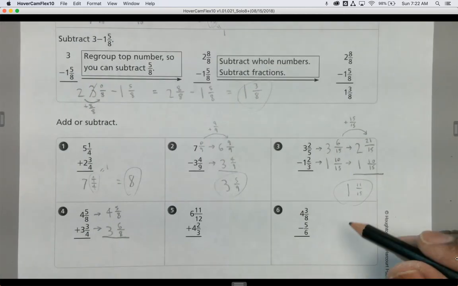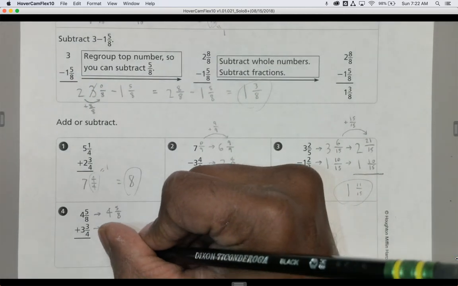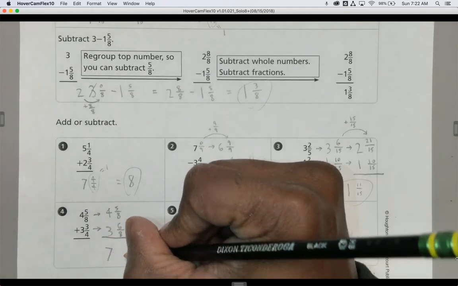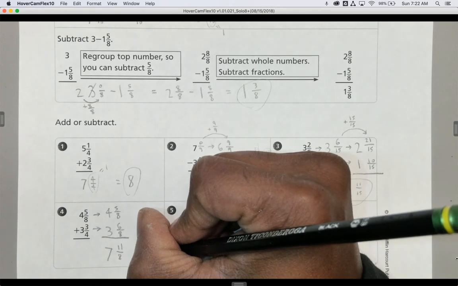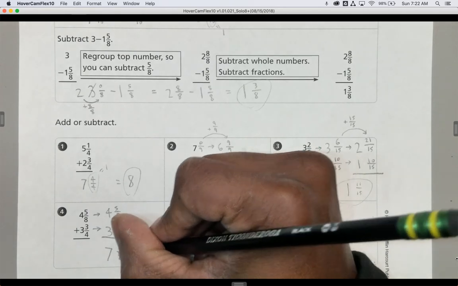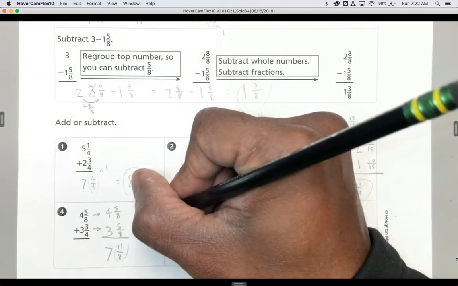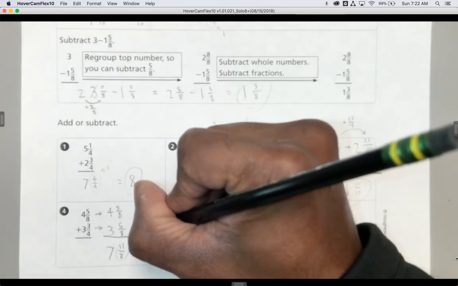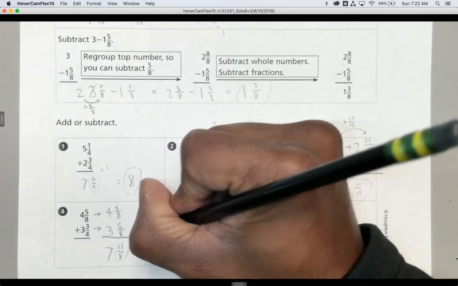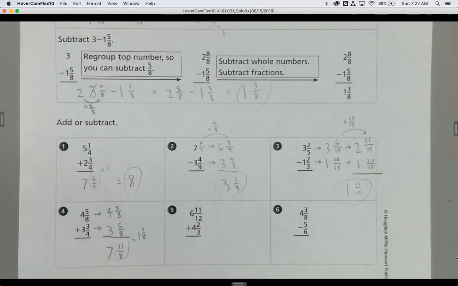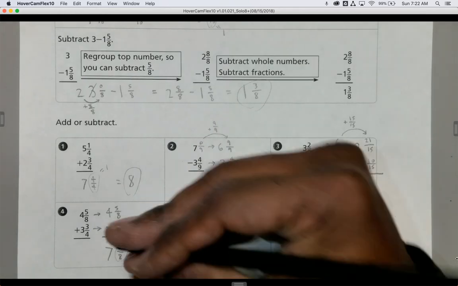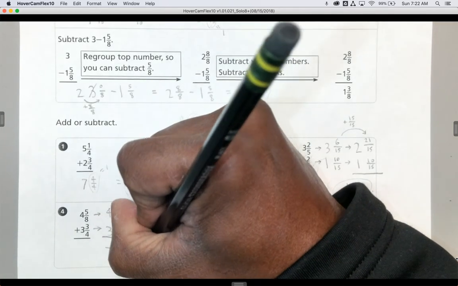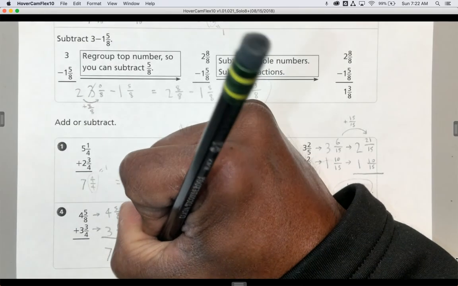Add together the whole numbers first. 4 and 3 is 7. 5/8 plus 6/8 is 11 over 8. Improper. We've got to clean this up by regrouping 11/8 on its own. It could be converted into 1 and 3/8. So we need to combine the 1 and 3/8 with the whole number 7 to get our final answer of 8 and 3/8.